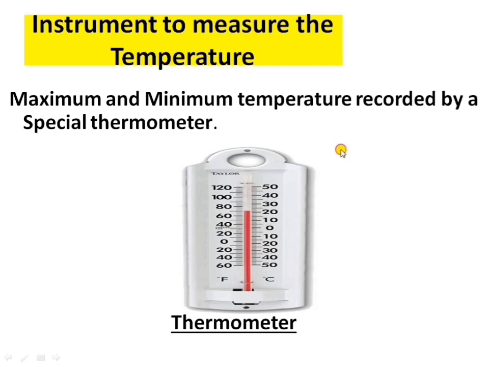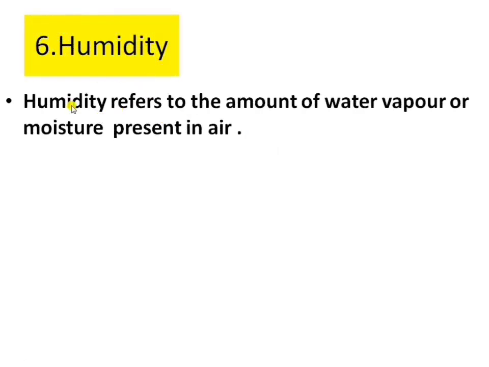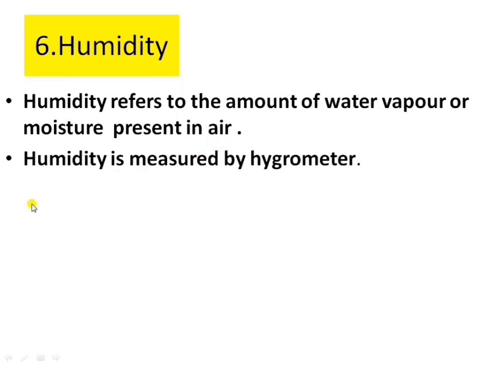Okay, moving on to the next topic, that is humidity. Humidity refers to the amount of water vapor or moisture that is present in the air. So, humidity is basically how much moisture and water vapor is present in the air. There is always some amount of water vapor in the air and it keeps changing with the temperature and rainfall. Humidity is measured by an instrument called a hygrometer or psychrometer.